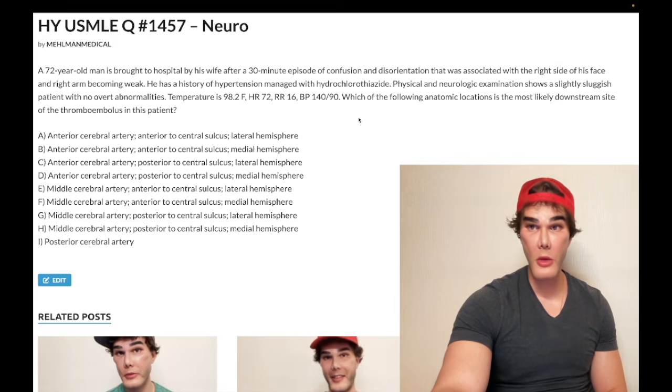He's got his right side of the face and right arm affected where there's weakness, hypertension managed with hydrochlorothiazide, and our physical neurologic exam shows a slightly sluggish patient but no overt abnormalities. That confirms the TIA, so the symptoms have dissipated by this point. Vitals are normal except for elevated blood pressure.